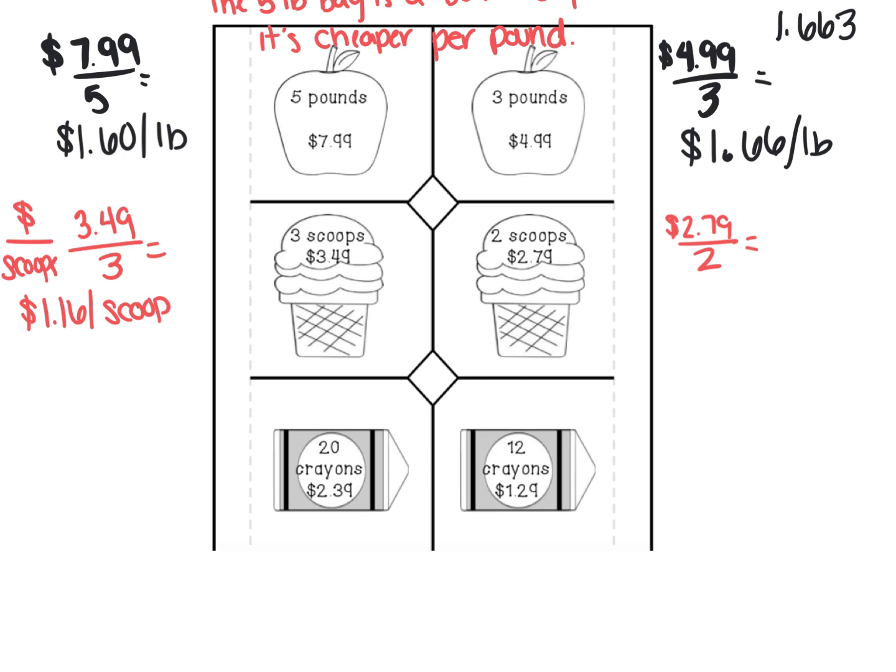What? Yes, it actually is a better bargain. And the double scoop is $1.40 per scoop. Holy cow.